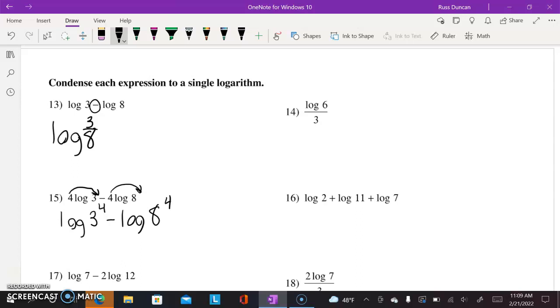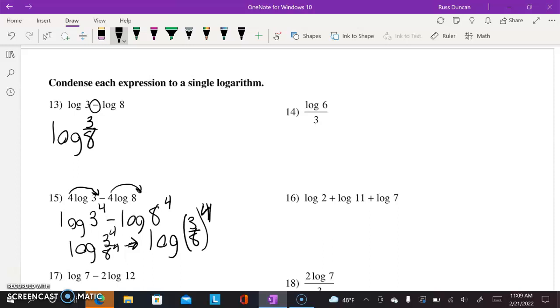So, because this is minus, I can do log base 10 of 3 to the fourth over 8 to the fourth. Now, some of you, and I'd love for you to ask me why I did it, I can write this as log base 10 of 3/8 to the fourth. So if you want to ask me that, I'll be glad to talk through that.